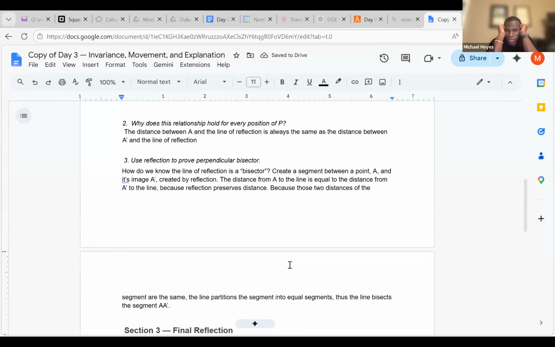Because those two distances of the segment are, I just said the same, that's poor language, equal. Because those two distances of the segment are equal, and by distance of the segment I mean A to the line to A prime, those two things are the same. Therefore, that partitioning by the line of reflection has to be in the middle. It has to be through the midpoint, which means it's bisecting the segment AA prime. Do you agree with that? Yeah, I do. Okay.